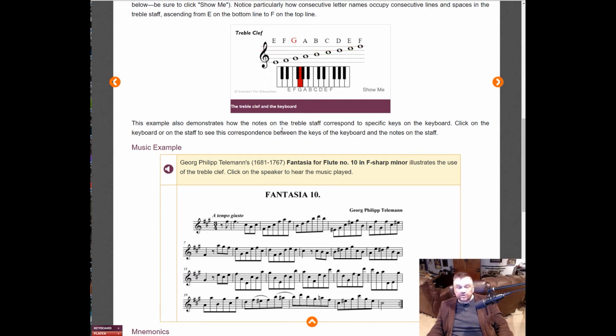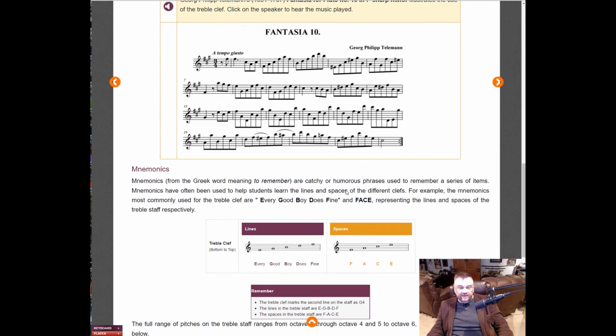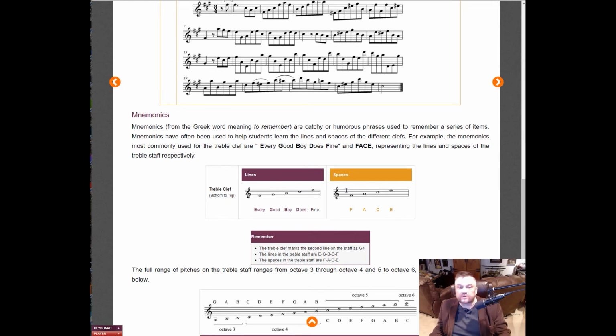Isn't that lovely? So, if you want to listen to the Fantasia, great. It's just showing you that some notes are written above the staff using ledger lines, but everything is written in the treble clef.